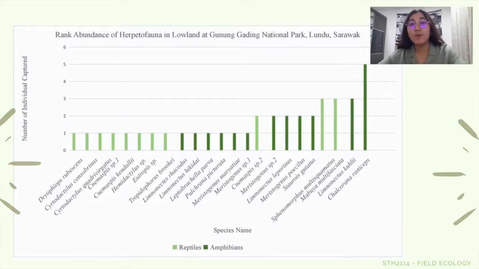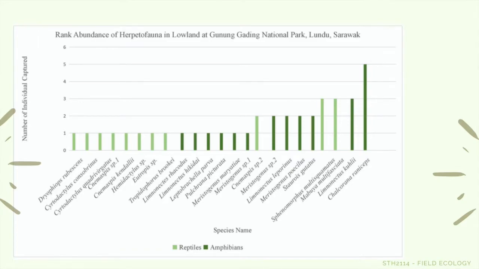Hi, so what we have here right now is the rank abundance of herpetofauna in the lowland at Gunung Gading National Park, Lundu, Sarawak. Based on this graph, it shows that Calcorana reniceps is the highest among the other species because during the field sampling, we captured 5 individuals, and for the others, 1 to 3 individuals were captured.